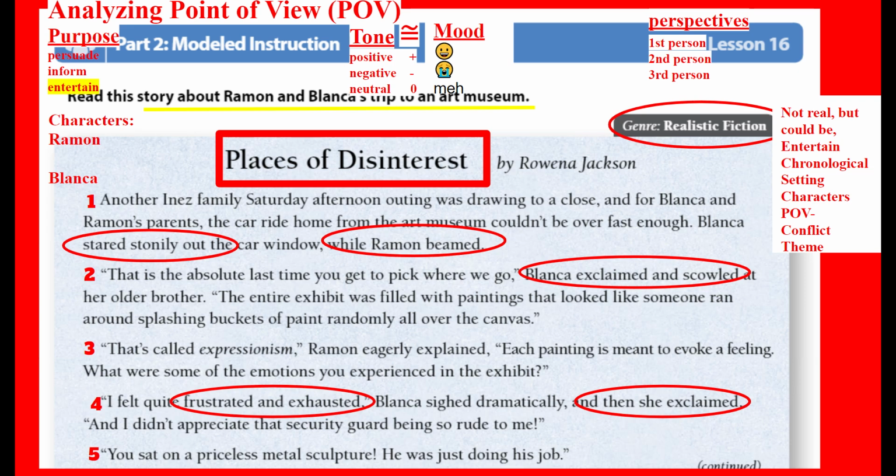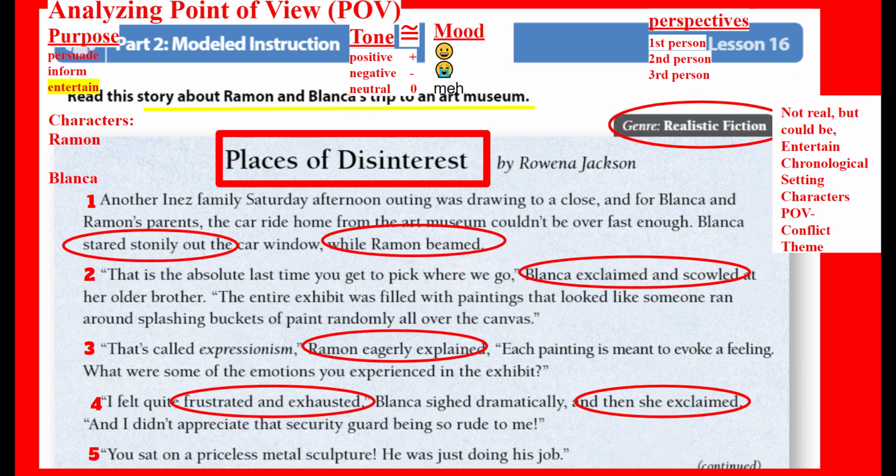He is like a beam of light pretty much. He is happy. He is excited. Even though Blanca is upset and staring stonily out the window, Raymond is beaming and we know he is happy. In paragraph number 3, Raymond says, "That's called expressionism," Raymond eagerly explained, and then he goes on to tell us that the paintings are meant to evoke feelings.